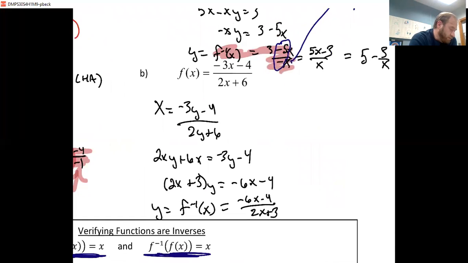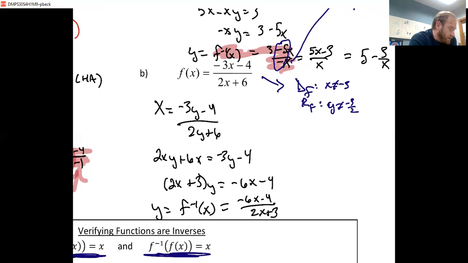Moving on to part B, same thing, but like I did before, I didn't actually include the domain and range of these functions. So let's look at f, the domain of f. X is not allowed to equal -3. The range of f, y is not allowed to equal -3/2 because of the ratio of those coefficients.